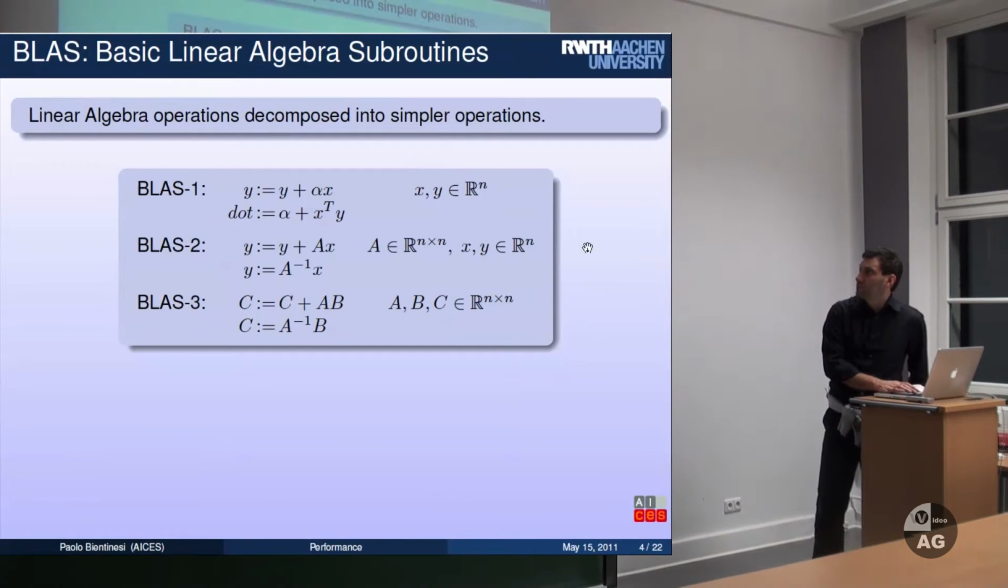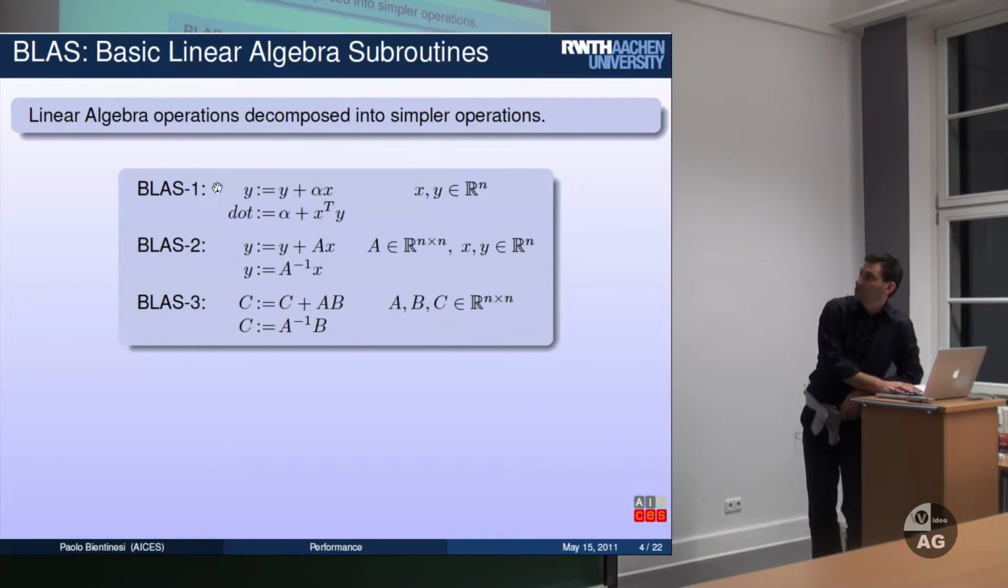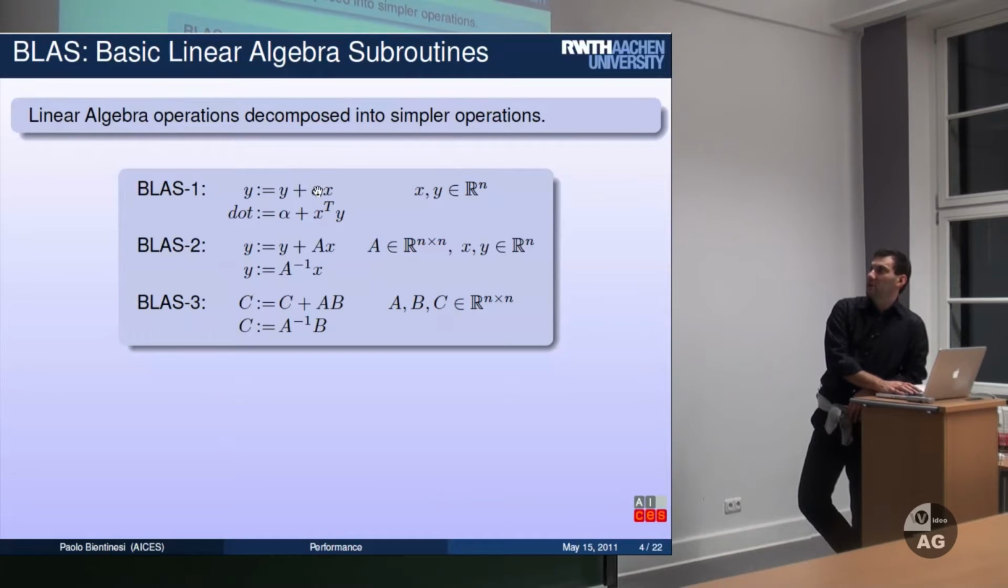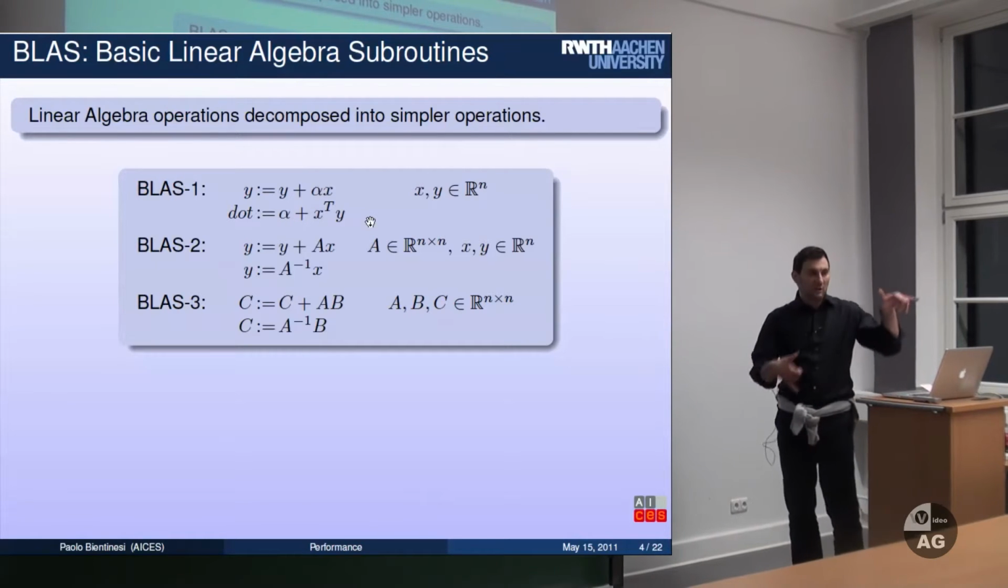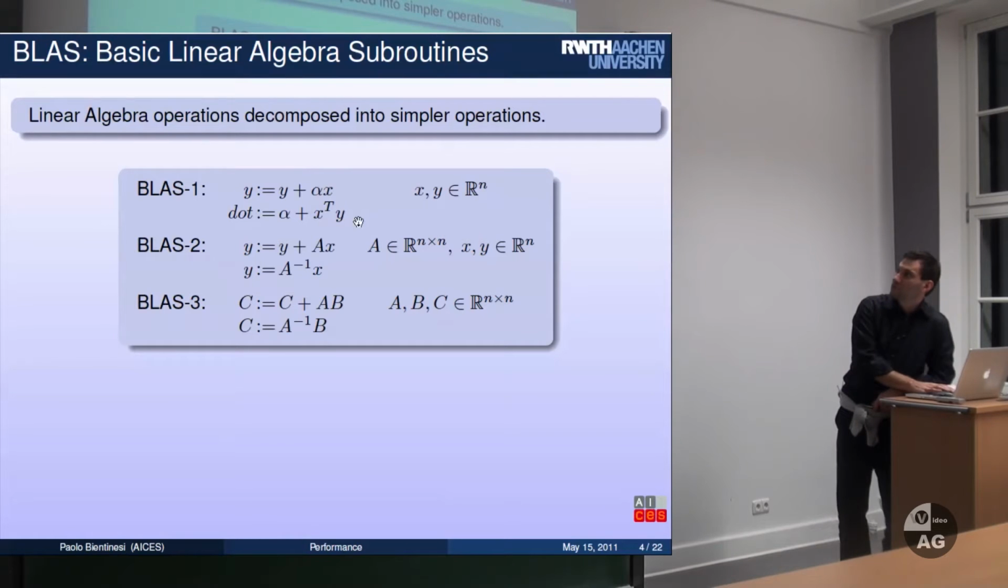There are 3 types of BLAS. BLAS 1, as I said, is vector operations. So you take a vector x, a vector y, and then you put them together, only that you scale x by a. This is called AXPY, ax plus y. This is a dot product. You compute the inner product of 2 vectors. So x and y are inputs. Alpha is another scalar as input, and you update it, you spit out dot.